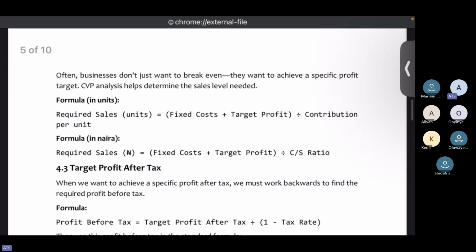I need you to write down these formulas as well. I'm going to be asking you for the formulas when we are doing our calculations, so I want all of you to remember them. Please write them down. For target profits in units, required sales units equals fixed cost plus target profit divided by contribution per unit. I'm going to explain why each of these formulas is like this later, but just know the formulas for now.